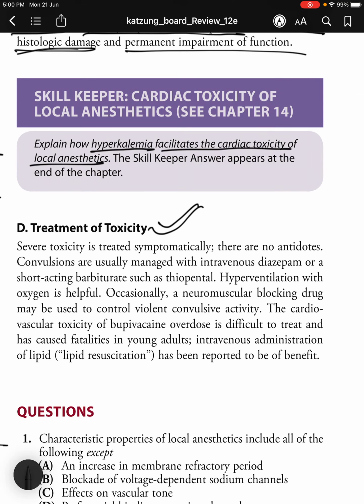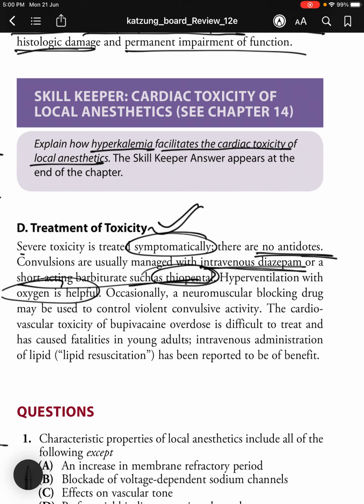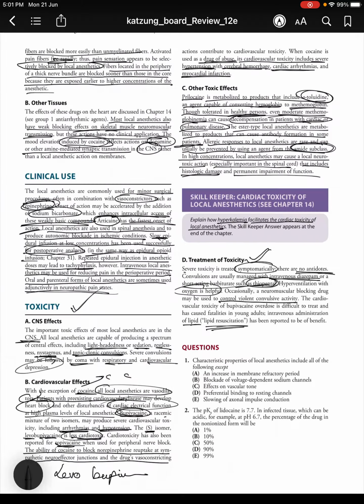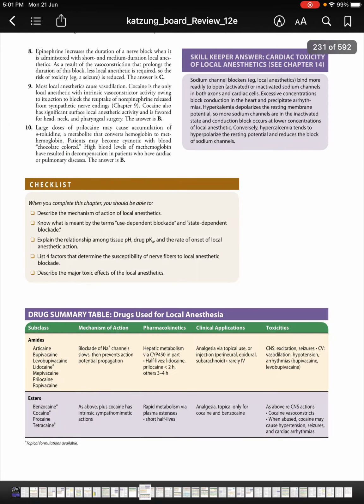We'll do that soon. Coming to the treatment of toxicity, severe toxicity is treated symptomatically. There are no antidotes. Convulsions are usually managed with intravenous diazepam or a short acting barbiturate such as thiopental. Hyperventilation with oxygen is helpful. Occasionally, a neuromuscular blocking drug may be used to control violent convulsive activity. The cardiovascular toxicity of bupivacaine overdose is difficult to treat and has caused fatalities in young adults. Intravenous administration of lipid, called lipid resuscitation, has been reported to be of benefit.